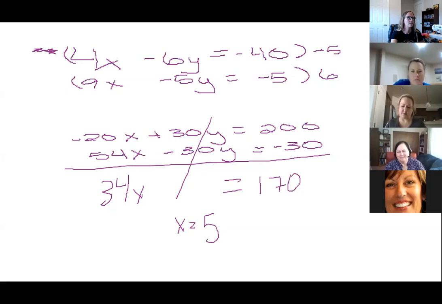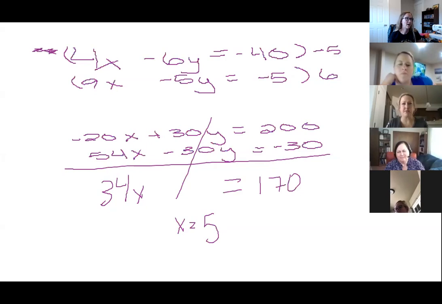Okay, so x equals 5, and then we'll plug that back in, and it shouldn't matter which equation you're putting that into. That should give you the y value right there.